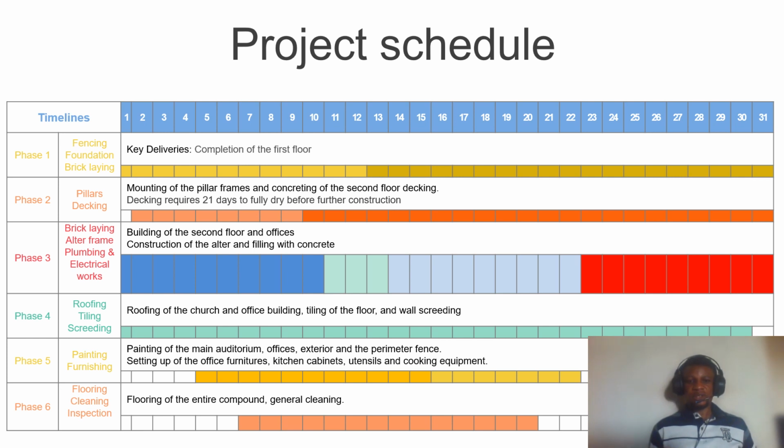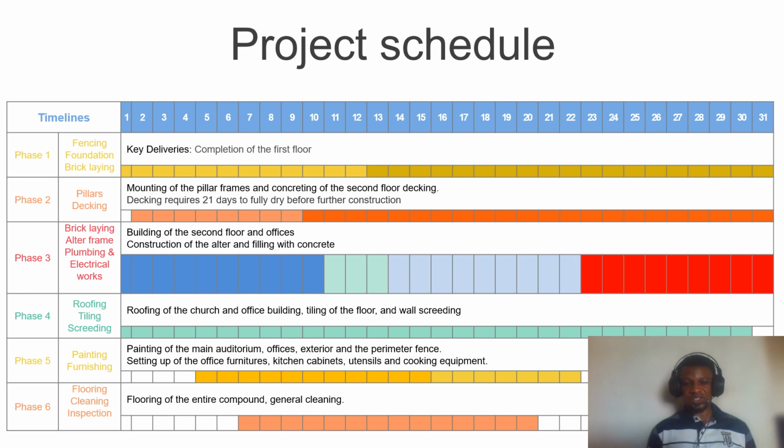So the painting of the main auditorium, offices, exterior, and the perimeter fencing, setting up of the office furniture, kitchen cabinets, utensils, and other kitchen equipment. And then once that is done, the last phase will be to floor the entire compound, making sure that drainage is provided close to the fence, such that during the rainy season there's easy passage for rain to flow out of the church compound.